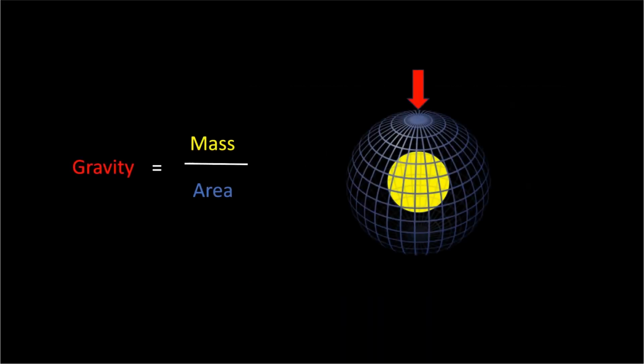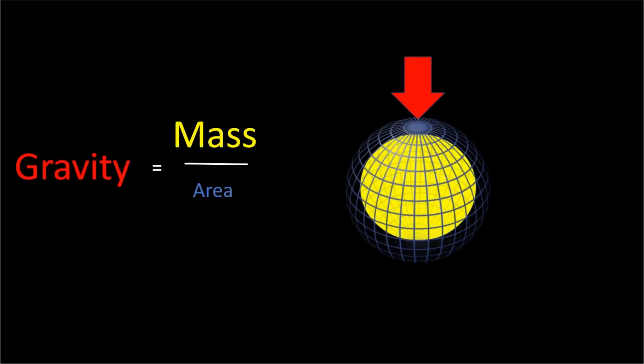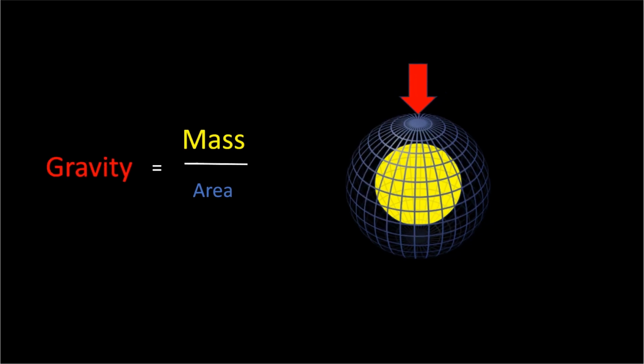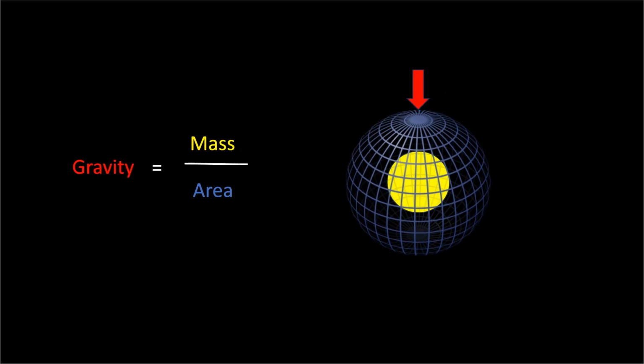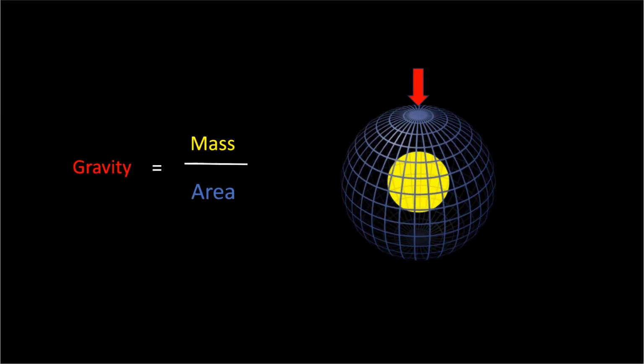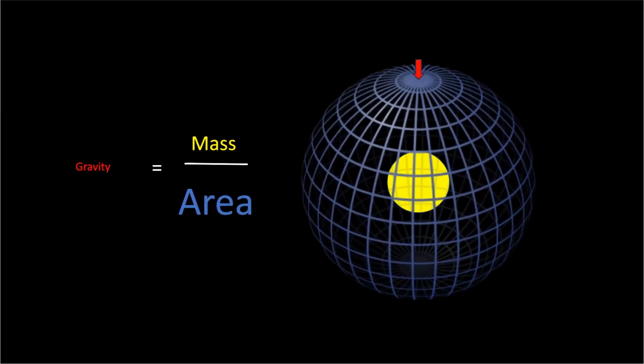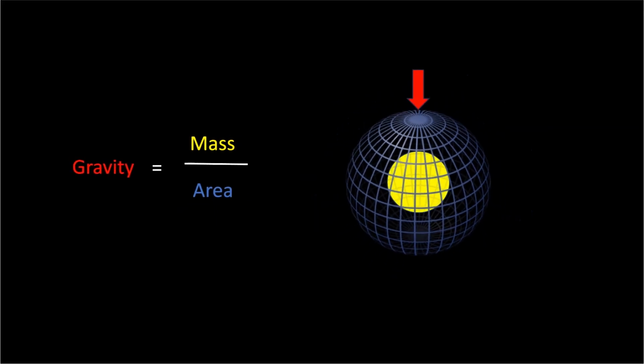If we want to know the force of gravity, then we only need to know two things. We need to know the mass, and we need to know the area around that mass. If we increase the mass, then we increase the force of gravity. If we decrease the mass, we decrease the force of gravity. If we increase the area around the mass, we decrease the force of gravity. And if we decrease the area around the mass, we increase the force of gravity.